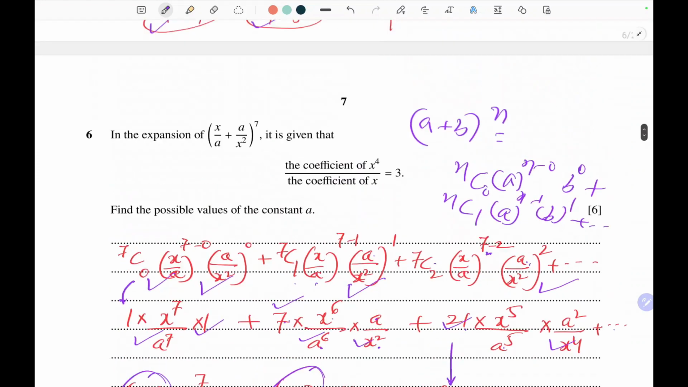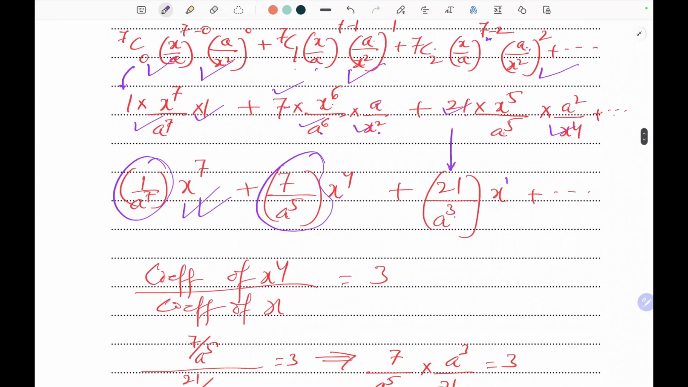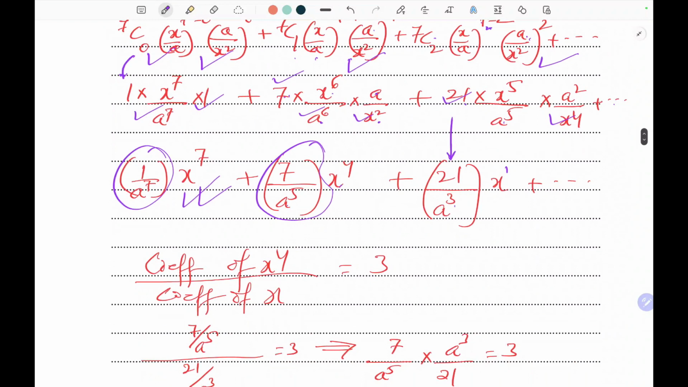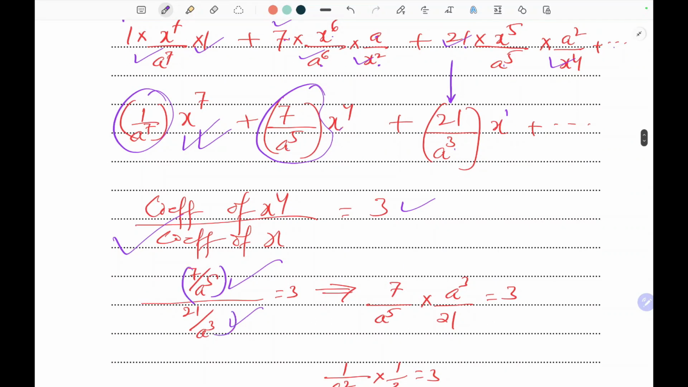Now you can check, our question is based on the coefficient of x to the power 4 and the coefficient of x. So the coefficient of x to the power 4 over the coefficient of x equals 3. So the coefficient of x to the power 4 is 7 over a to the power 5, and the coefficient of x is 21 over a cube. So we just need to solve this.